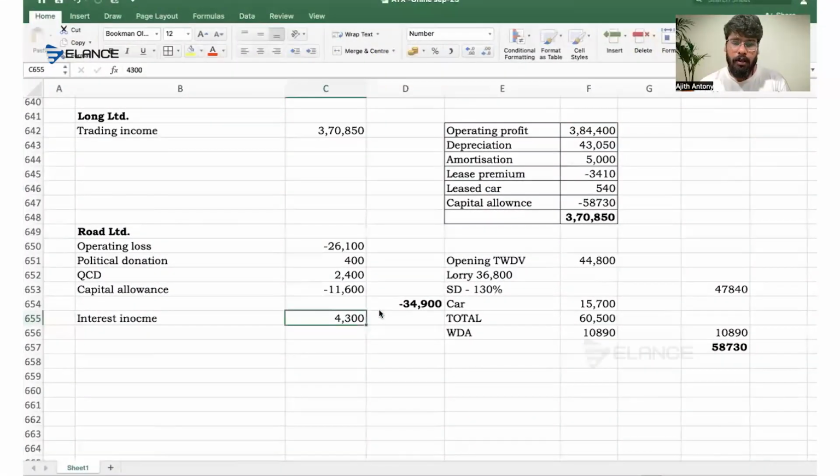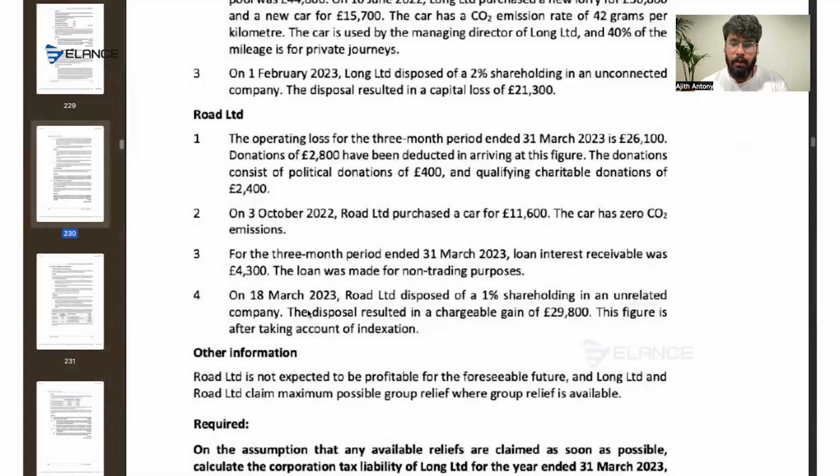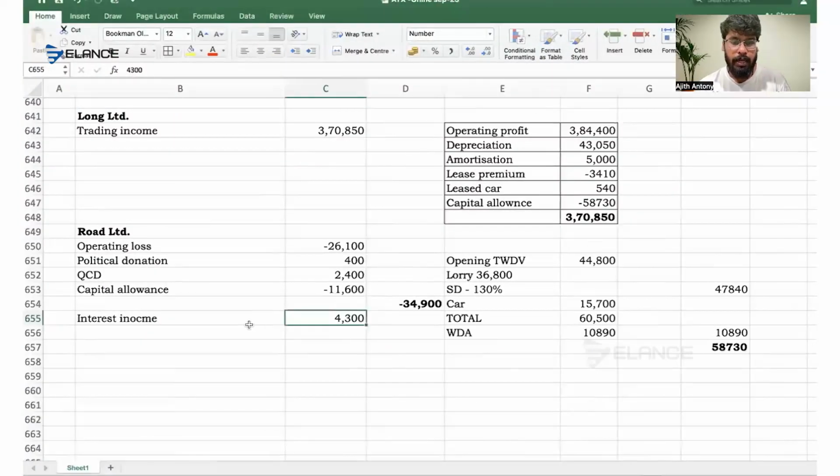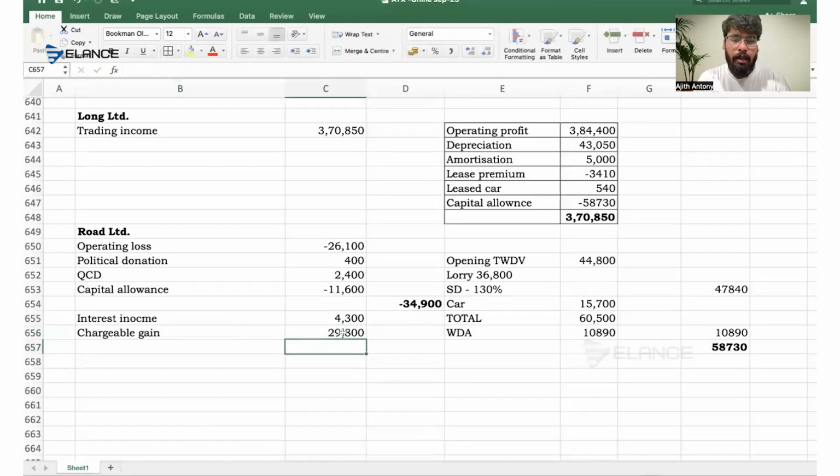Okay, so 4,300 is our income. Okay, and in the fourth adjustment, there's a chargeable gain of 29,800. So we can directly take that 29,800 as chargeable gain. Okay, so these are the two incomes Rod Limited has in the 3-month accounting period.